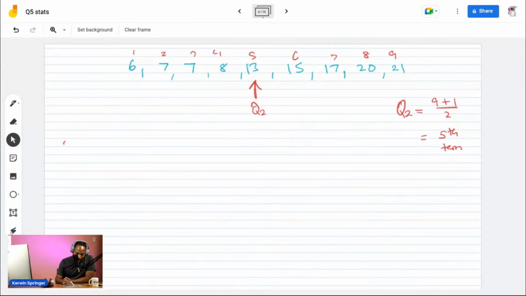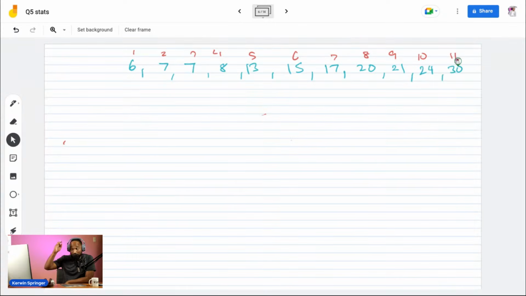You'll see it a little better if I don't put 9 terms. If I put 11 terms, you'll see it a little better. So let me put in 2 more terms here, 10, 11. I don't want to get fractions in the example. 24 and 30, right? So what's the middle term now?